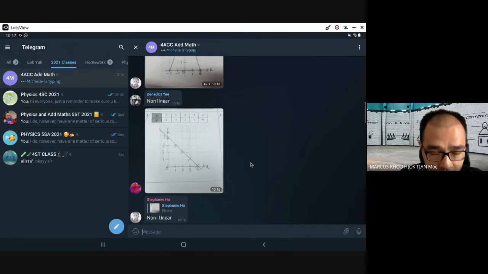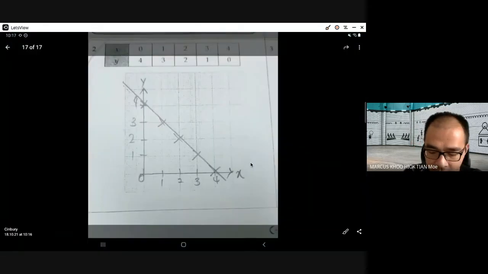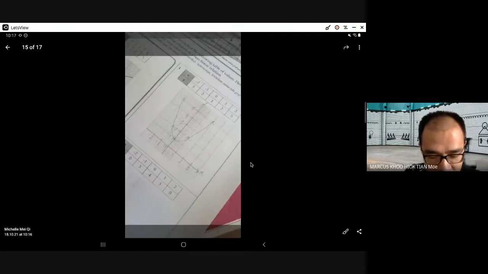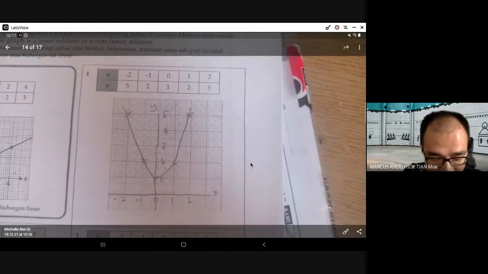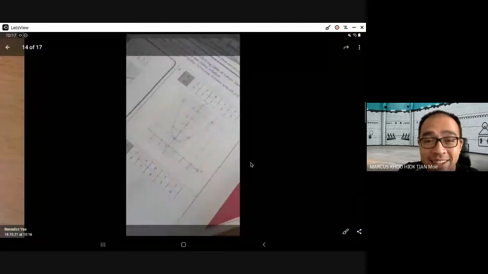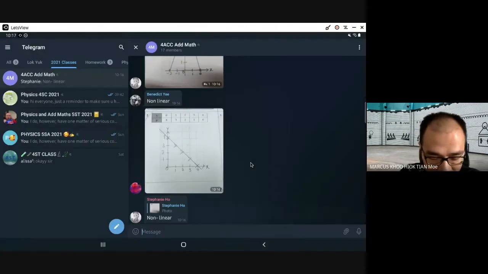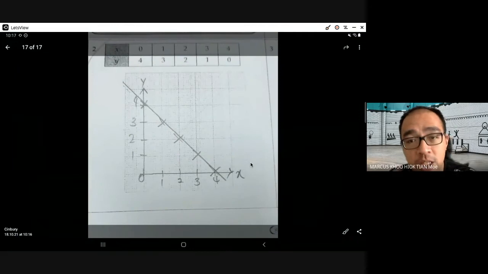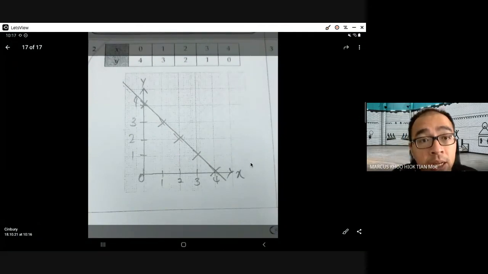But I think basically you get the idea. This is the answer for number 2. This is the answer for number 3. And this is the answer for number 1. Okay? Both Nietzsche and Benedict have the same kind of graph. But basically, question number 3 is non-linear. And we find out that question number 2 is the only linear one. It's the only linear one where it is a straight line.